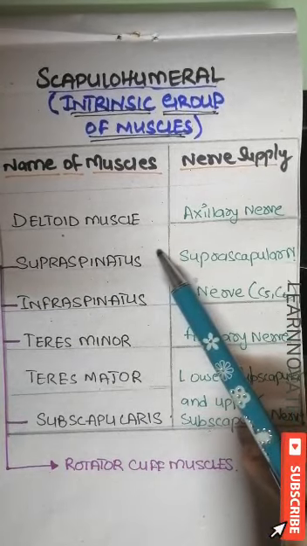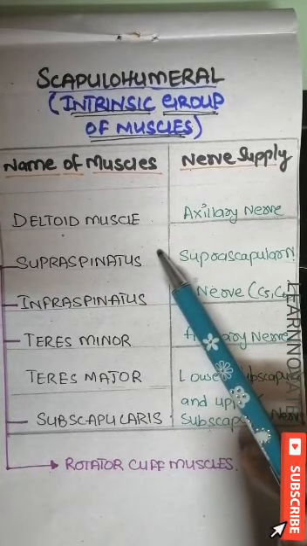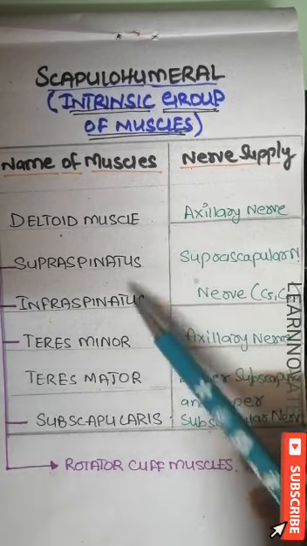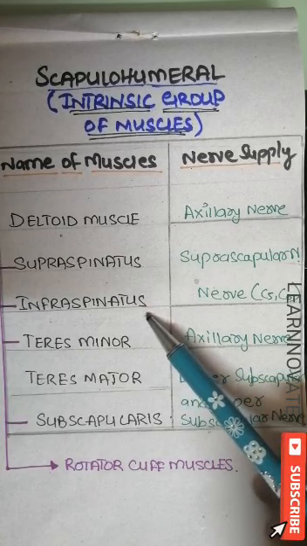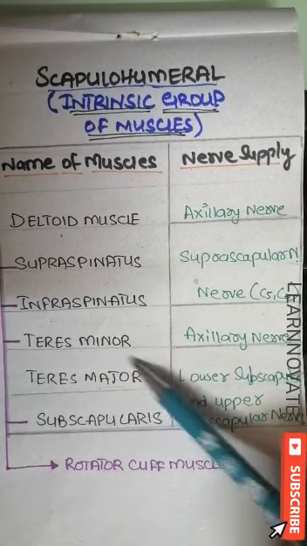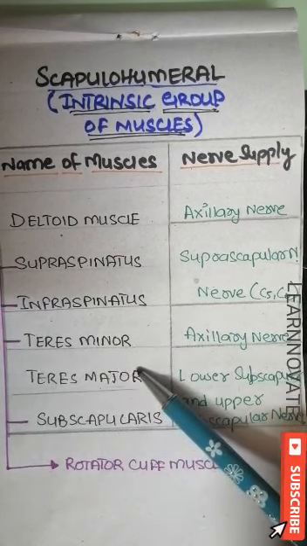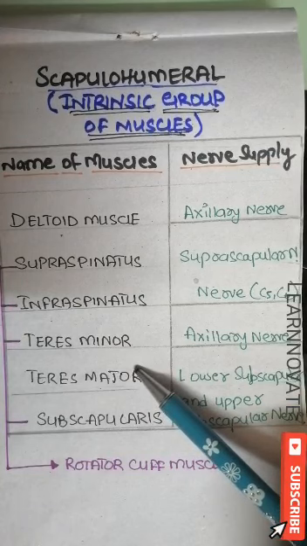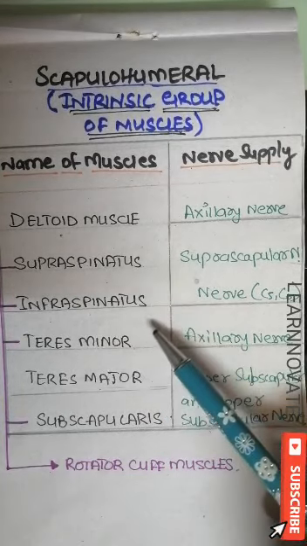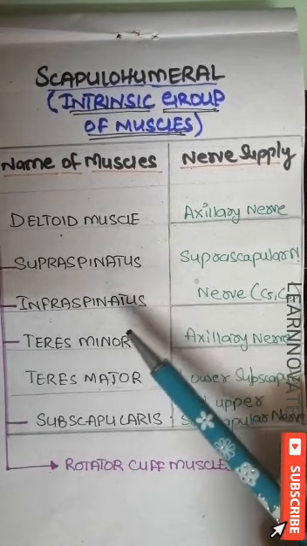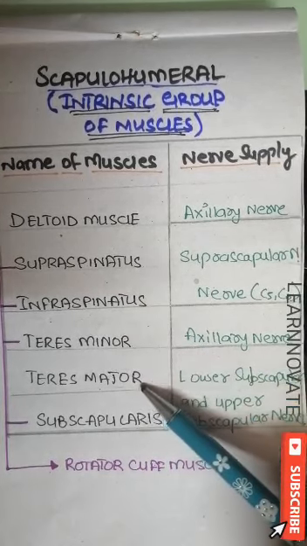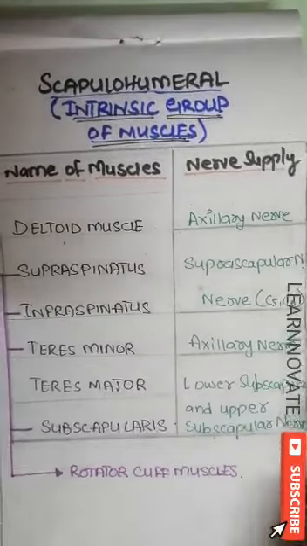The deltoid produces medial and lateral rotation, abduction, adduction, and circumduction, while the other muscles are lateral rotators of the arm, except the teres major. This teres major is a medial rotator and an adductor of the arm. The four muscles, the supraspinatus, the infraspinatus, the teres minor, and the subscapularis, are included in the rotator cuff muscles.